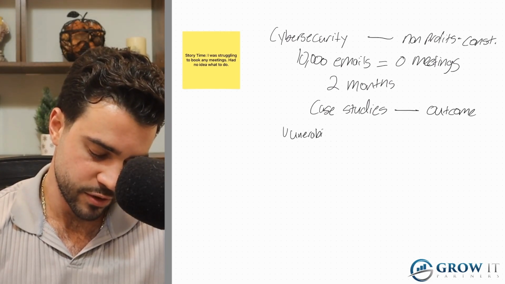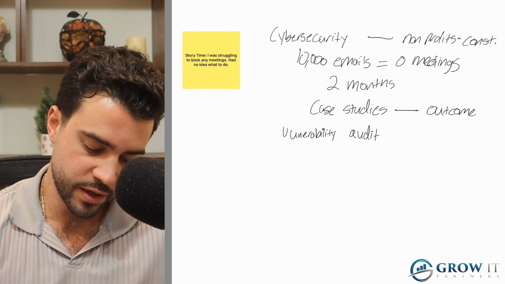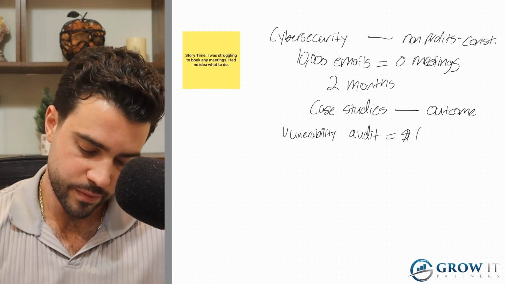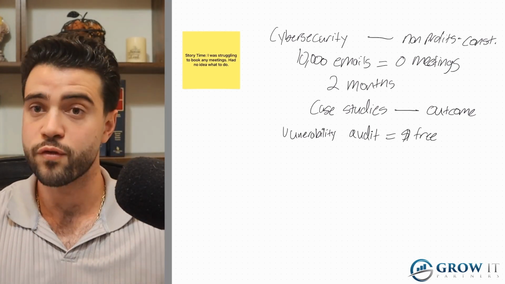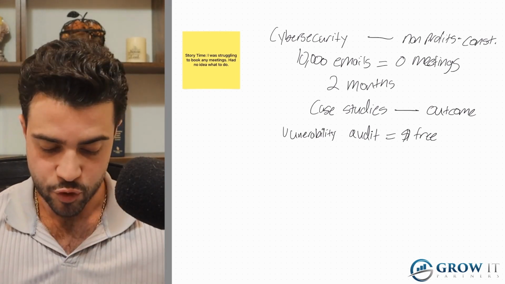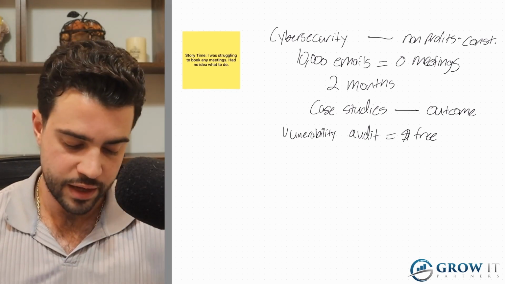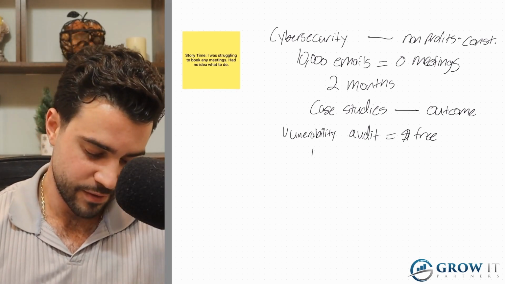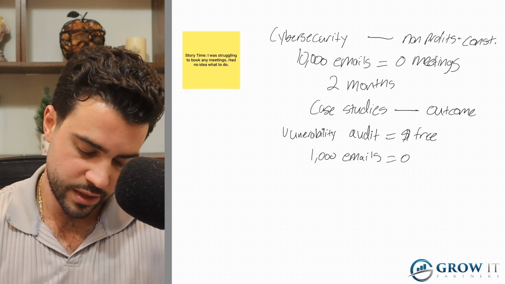Now, I might spell this wrong, so don't judge me here, guys. I'm not known for my spelling. Audit, right? And this vulnerability audit, we were going to offer for free. And we were asking people to hop on a meeting with us, and we would do a free vulnerability audit of their company, and they'd be able to see all their vulnerabilities, and we would do it as a free analysis. And I thought, boom, this is it. This is what's going to hit. And to my surprise, I sent out another 1,000 emails with this, and I got a whopping 0 meetings.